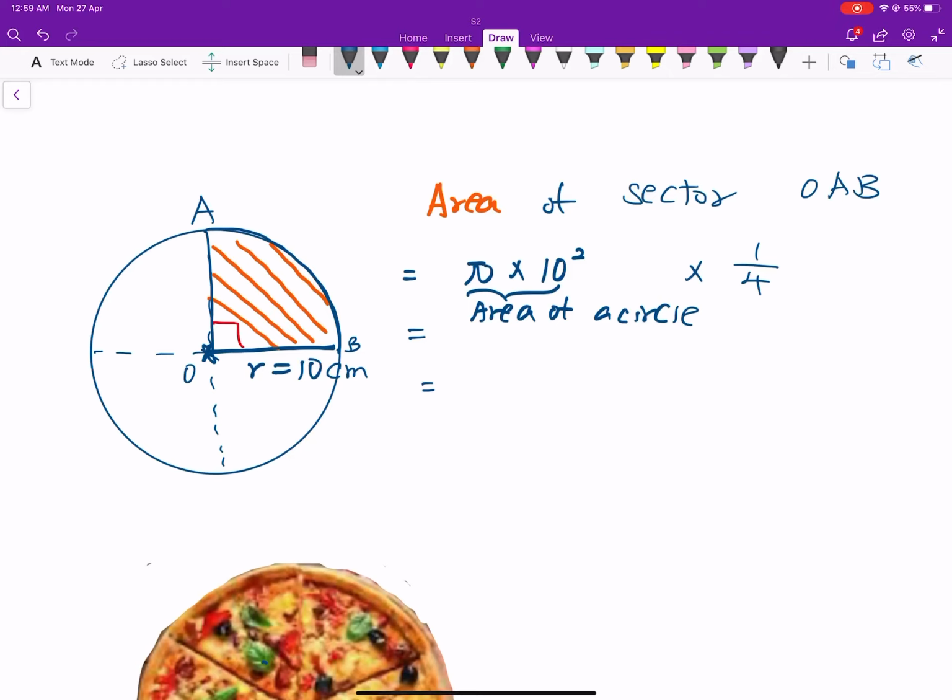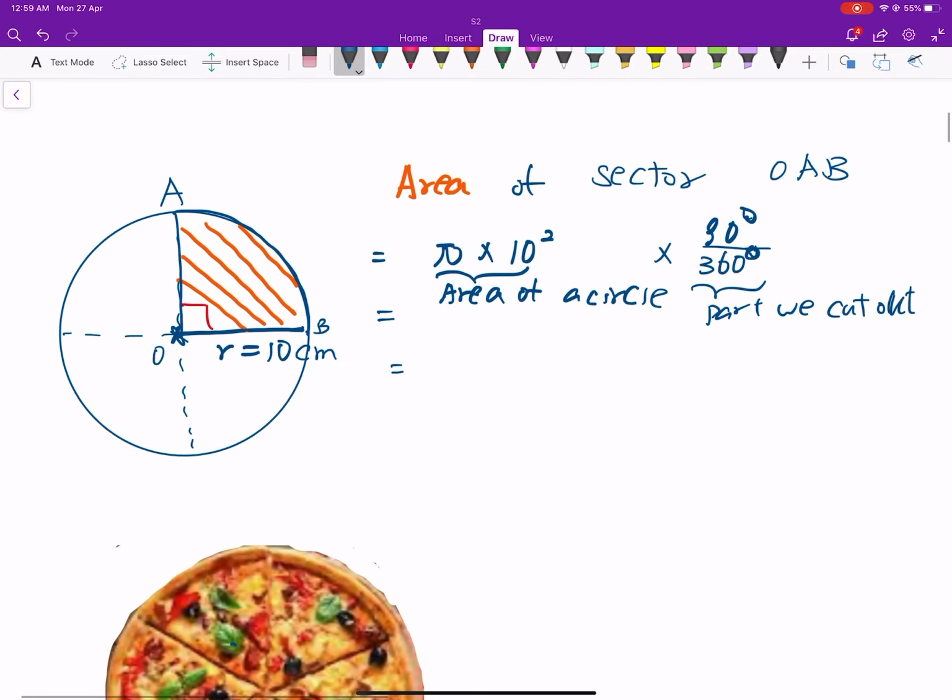And for the portion 1/4, we can also represent it in terms of the angle at center, 90 degree divided by the one complete circle, which is 360 degree. So this is the part we cut out. So the area of a sector equals the area of the complete circle times the part we cut out. For this one, we could simplify in this way.